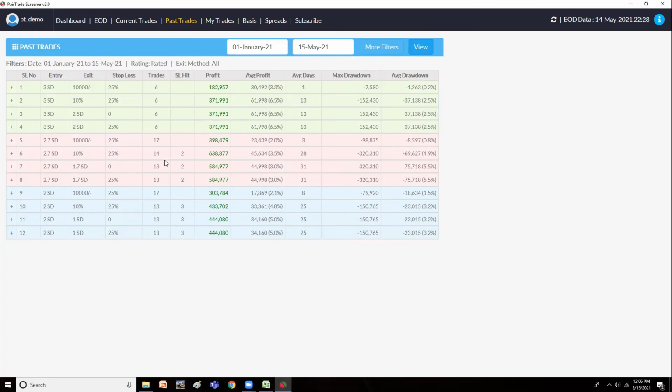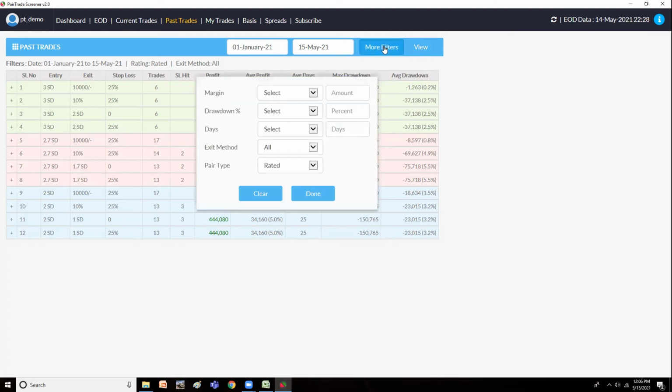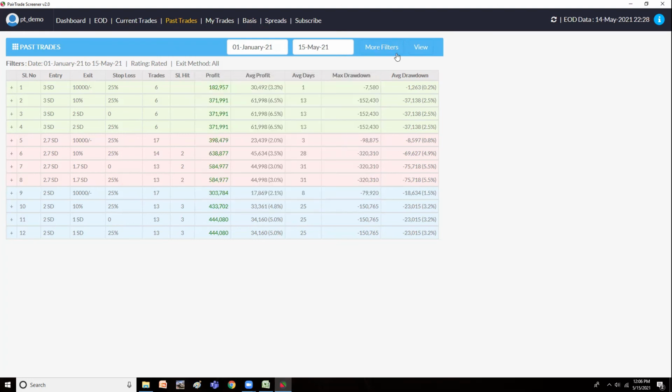So 6 opportunities, here 14 opportunities, 13 opportunities. If you have taken all of those opportunities, how much profit would you have made? What is the average profit? That is all we will know here. And there are multiple options here. I could say, for example, I have margin per trade. I want to put it as 5 lakhs per margin and say done and say view.